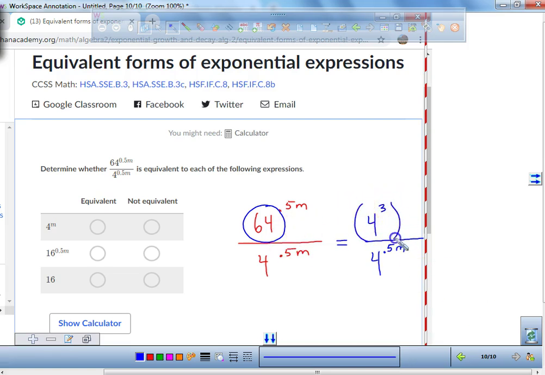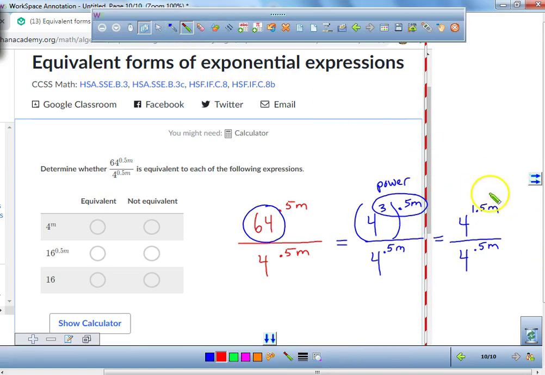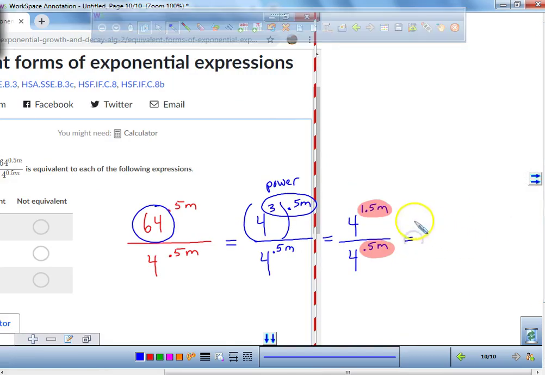So I have 4 to the power of 3, and I got to multiply that by half. Okay? So I have to do what's called a power to a power. So what is half of 3? 1.5 n over 4 to the power of 0.5 n. So what was the first property we used? We used the power property. Now what property are we going to use between here and here? What are we going to use? The quotient property. Okay? So we're going to use the quotient property. So what are we going to do with those? We're going to subtract them.